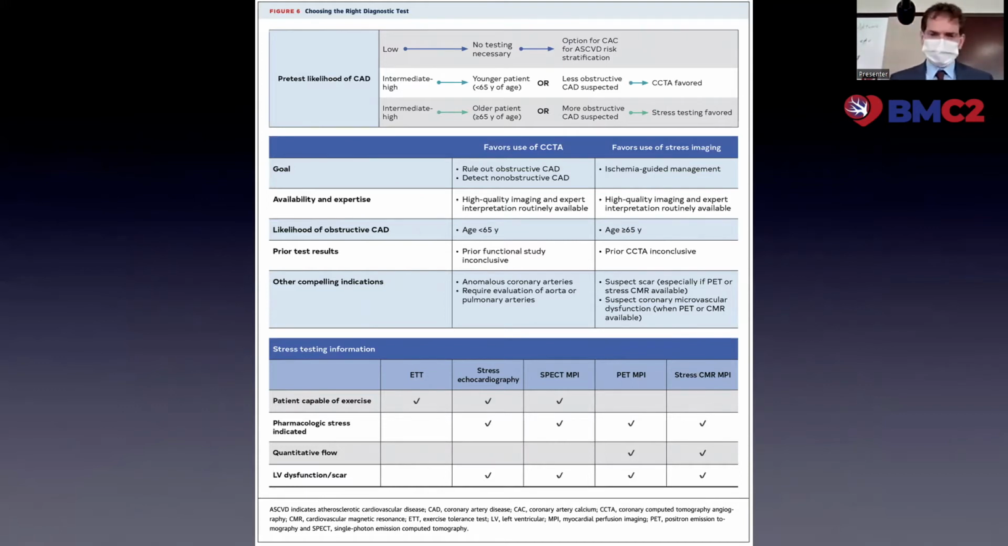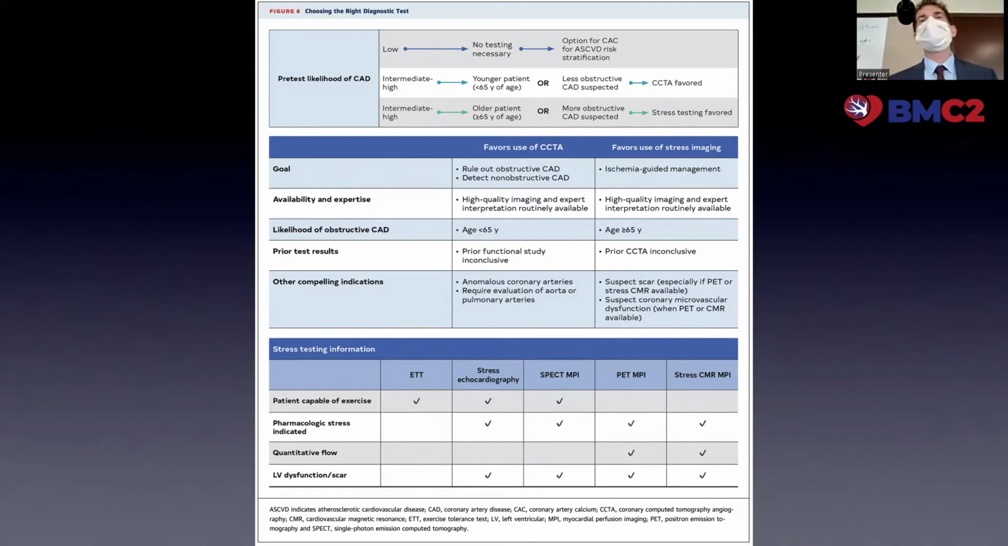And what they basically, if things that would favor the use of coronary CT, if you want to rule out obstructive coronary artery disease or see if somebody has a little bit of non-obstructive plaque, a CT would be really good for that. If you want to look to see if they have ischemia, decreased perfusion, decreased blood flow down a coronary artery, stress testing is typically going to give you the answer.